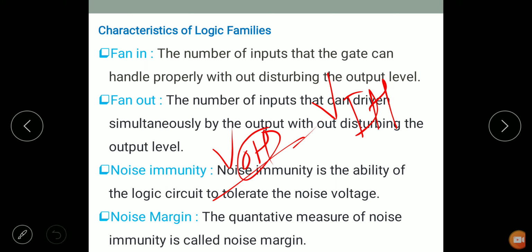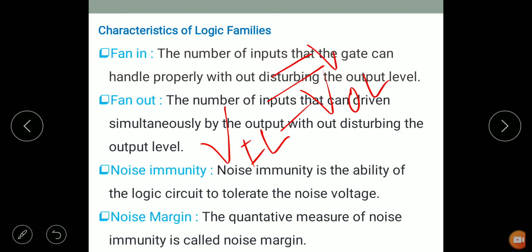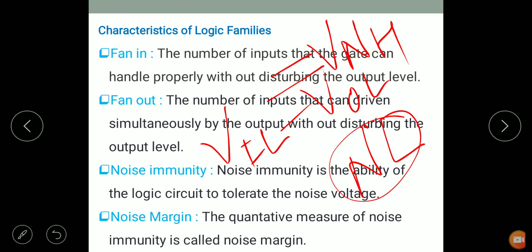And for low, similarly, the difference between VIL, the input low, and VOL, the output low, is the low level noise margin. The two types of noise margin are the high level noise margin, denoted by VNH, and the low level noise margin, VNL. Low means the difference between input low and output low, and for VNH it is output high and input high.